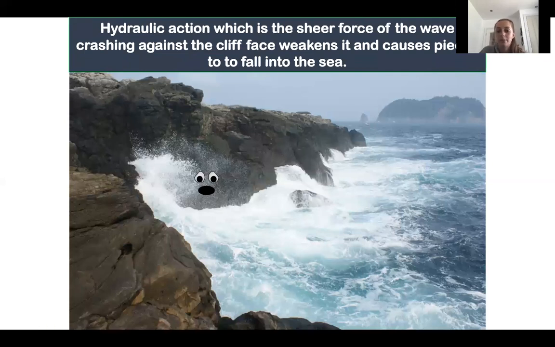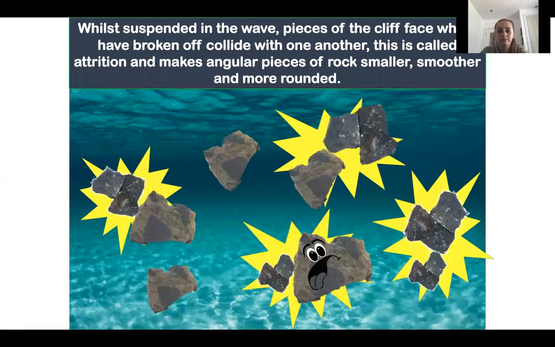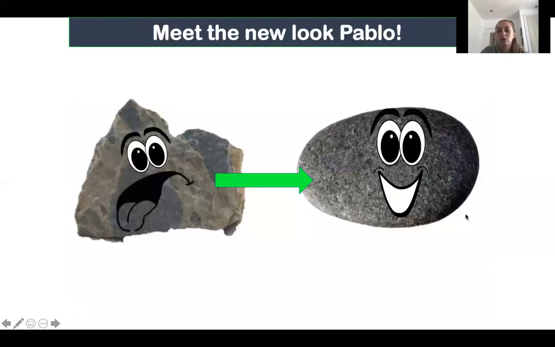Hydraulic action is a type of erosion where the waves crash against the rock and weaken the cliff face over time. That'll cause the rock to fall into the sea. So Pablo's eroded. While Pablo's in the water, he's suspended in the water. Then Pablo will collide with other rocks through attrition, another erosional process. Attrition is when the rocks smash together and erode each other. They make these jagged, angular pieces more smooth and rounded. So Pablo then becomes smoother, more pebble-like.